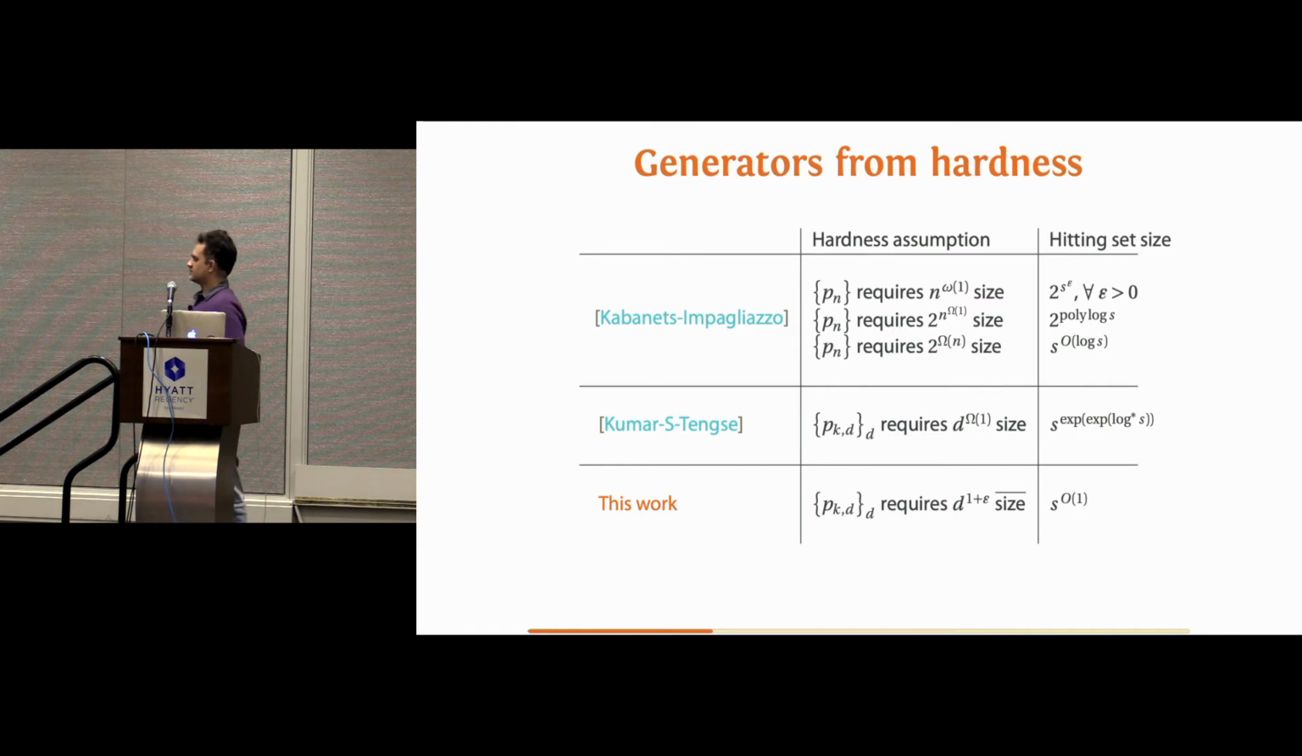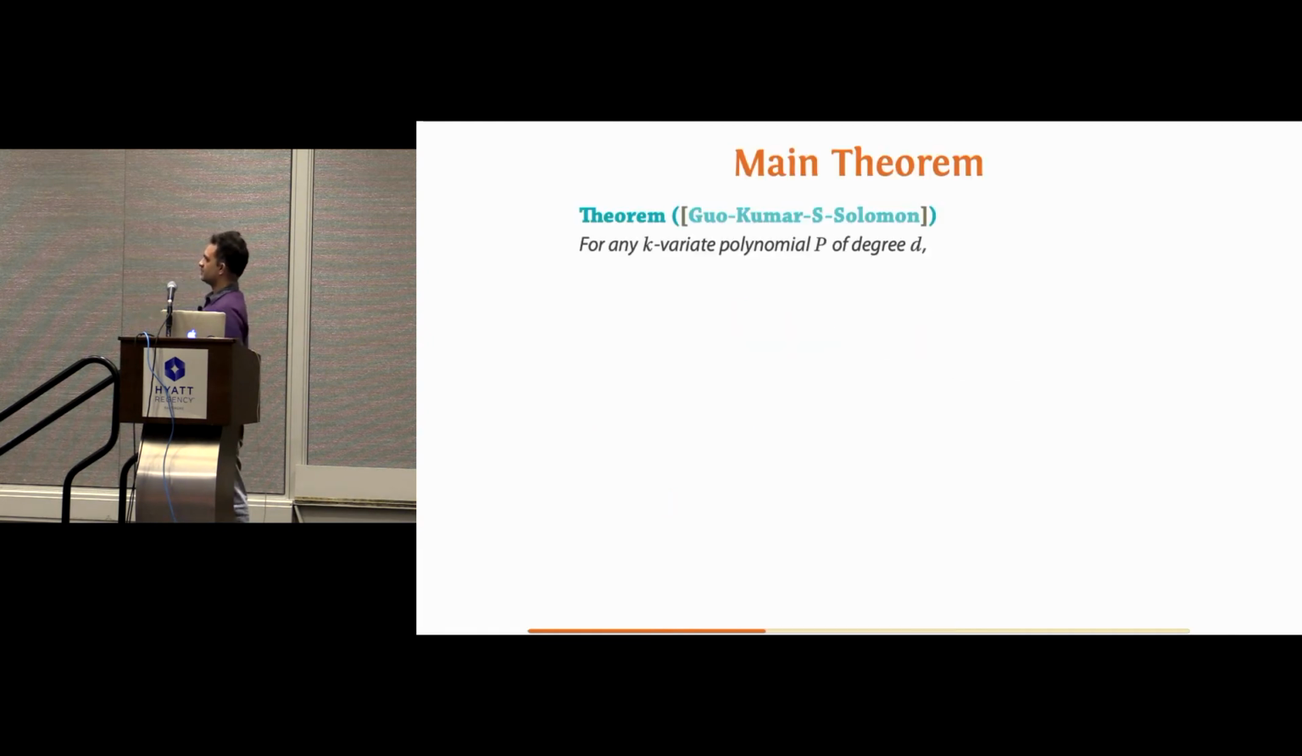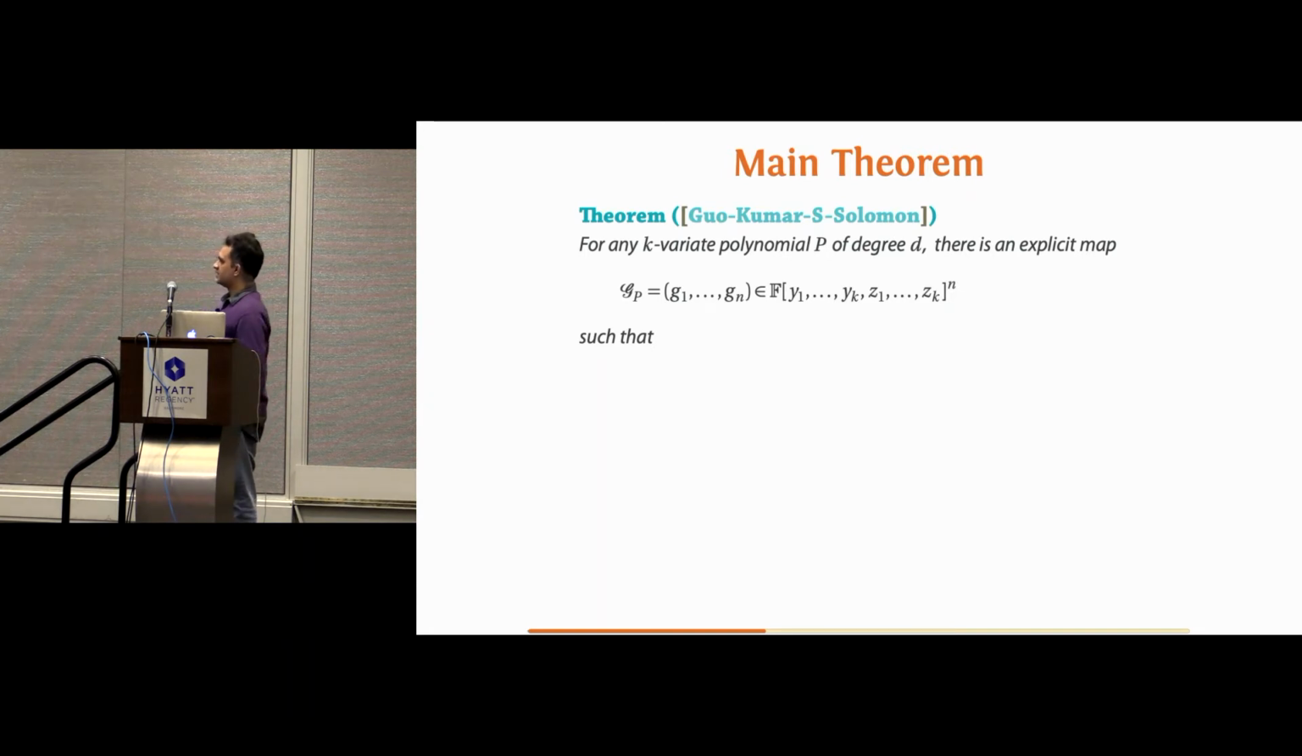Okay, so let me just state the result more precisely. Suppose we have a k-variate polynomial P of degree D. Then we can construct a generator, which is this explicit map, with the following guarantees: this generator is reasonably explicit. It's like d to the order k. Think of k as a constant, so it's poly-explicit.